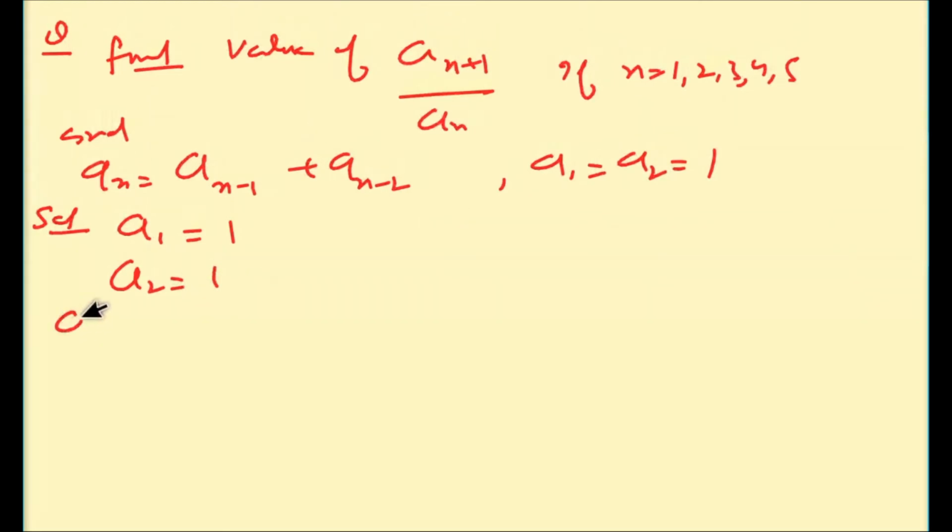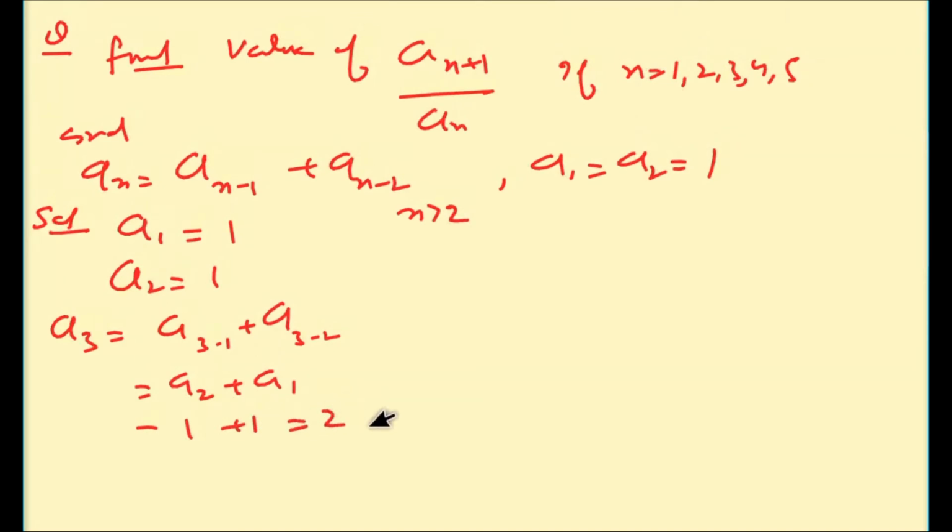Now a3. Here it is given n greater than 2, so in this formula we cannot use 1 or 2. We use only 3. So a3 we can write as a(3-1) plus a(3-2), that is a2 plus a1, which is 1 plus 1, equal to 2.